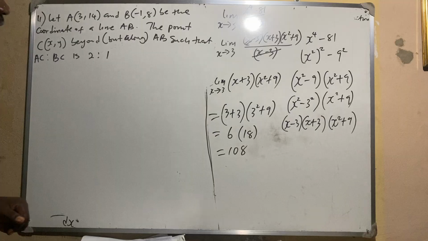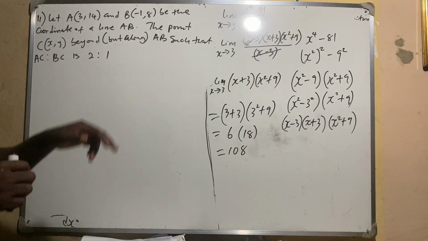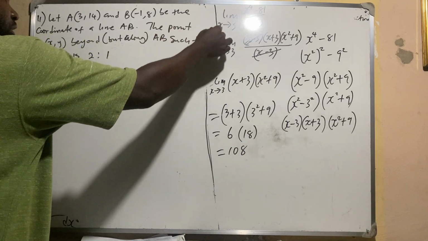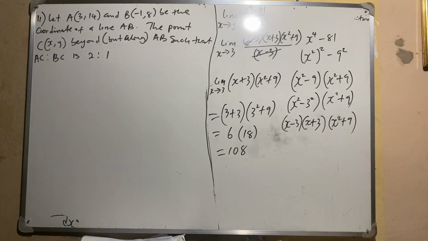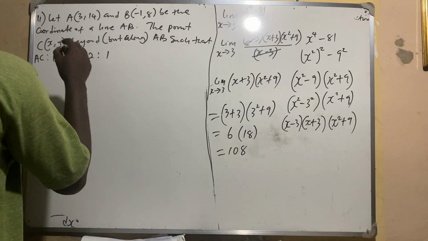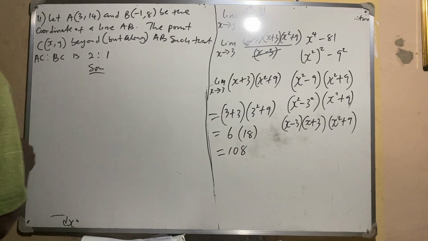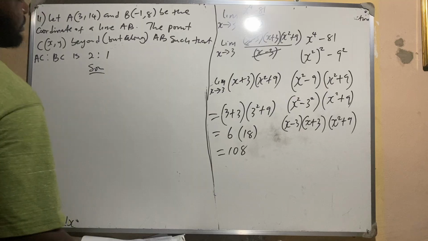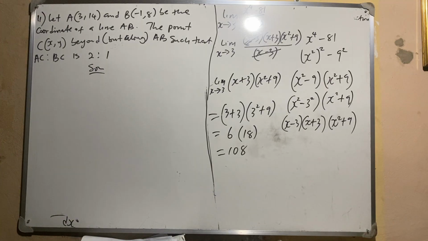Now whenever you hear beyond but along, it means external division. But if you hear within, what is it? Internal division. So if you have not watched my video on straight line, please watch it. Coordinate geometry, straight line. Please watch it. So solution. Now for external division, I think it's subtraction. Yes. While internal division is to add.